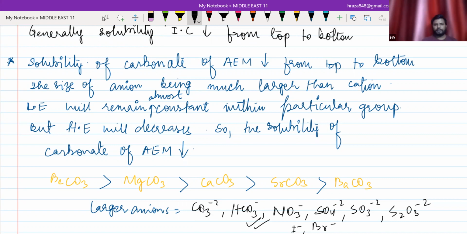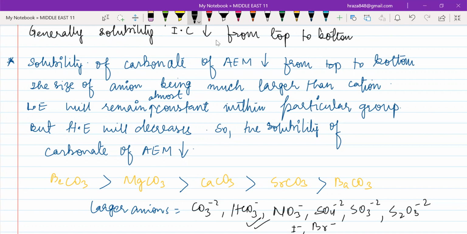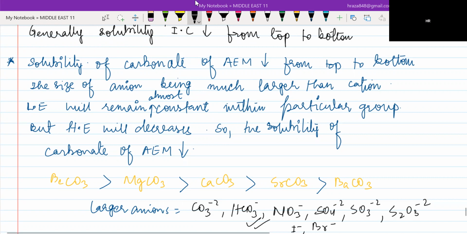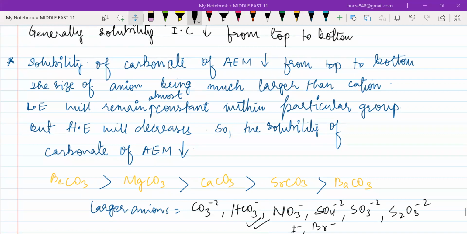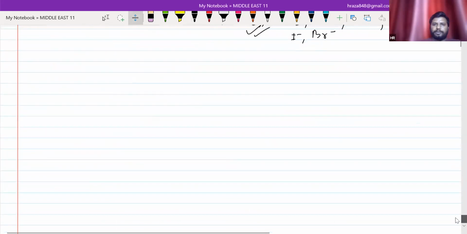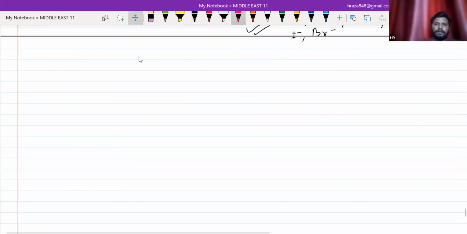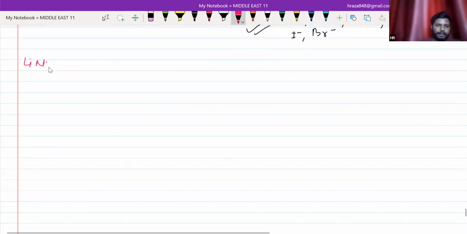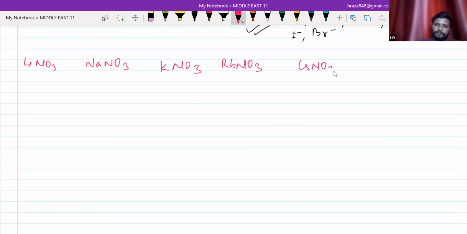Whenever there are larger anions, solubility down the group decreases. Whenever there are smaller anions, solubility down the group increases. As simple as that. Done, sir? Very good. So can you arrange this? LiNO3, then NaNO3, then KNO3, then RbNO3, and then CsNO3.